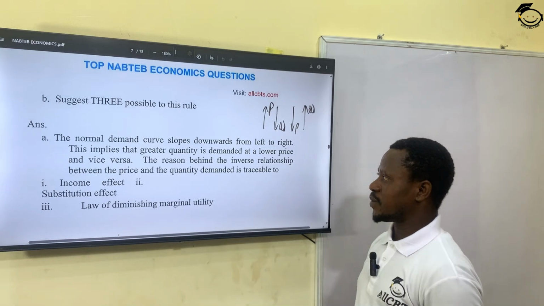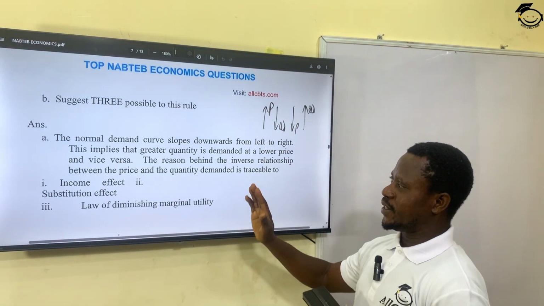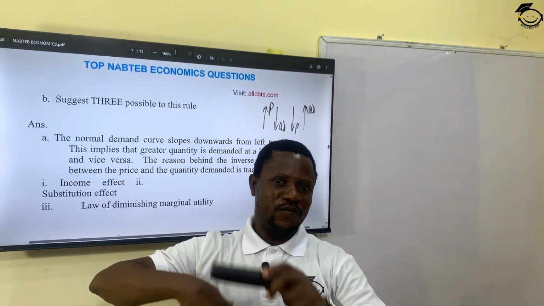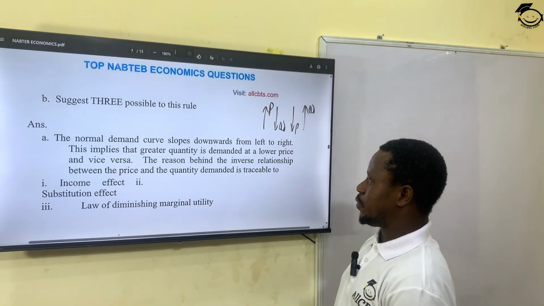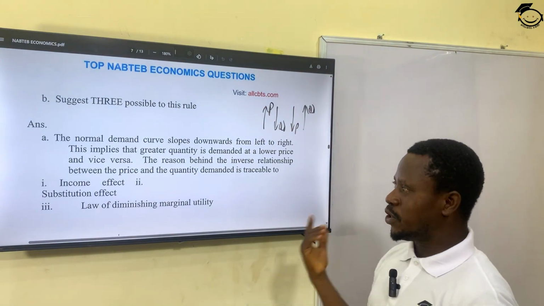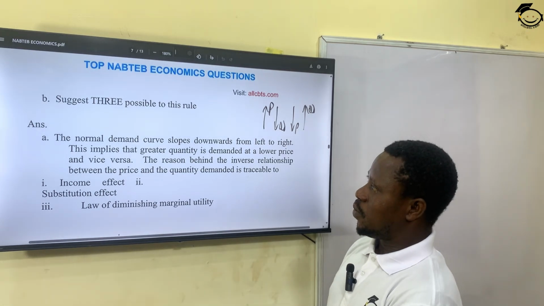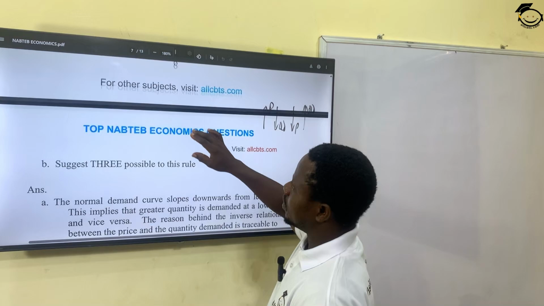So that's what it's saying. The relationship between price and quantity demanded for a particular product is inverse. It's inverse, not direct. It's indirectly proportional. While one is going up, the other is coming down, and while one is coming down, the other is going up. That's what is meant by inverse.